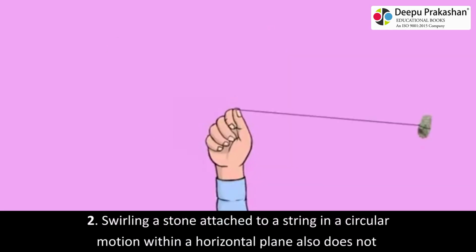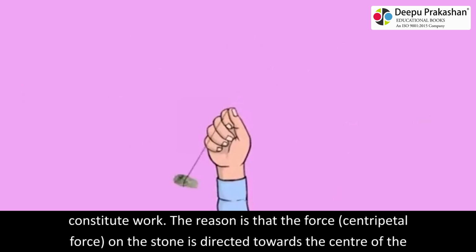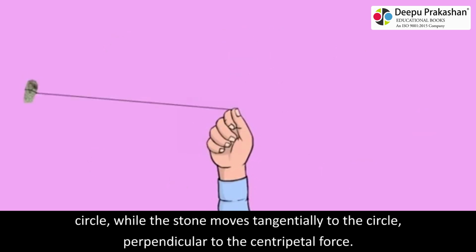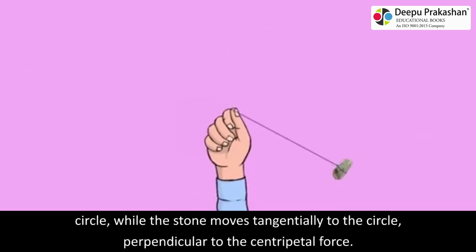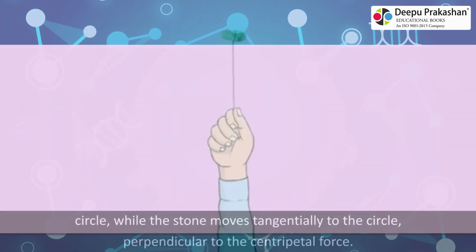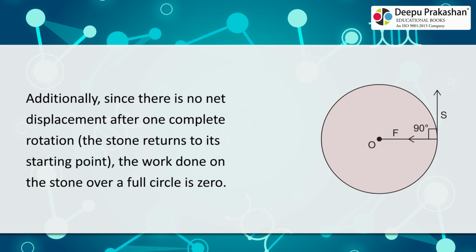2. Swirling a stone attached to a string in a circular motion within a horizontal plane also does not constitute work. The reason is that the force, centripetal force, on the stone is directed towards the center of the circle, while the stone moves tangentially to the circle, perpendicular to the centripetal force. Additionally, since there is no net displacement after one complete rotation, the stone returns to its starting point. The work done on the stone over a full circle is zero.